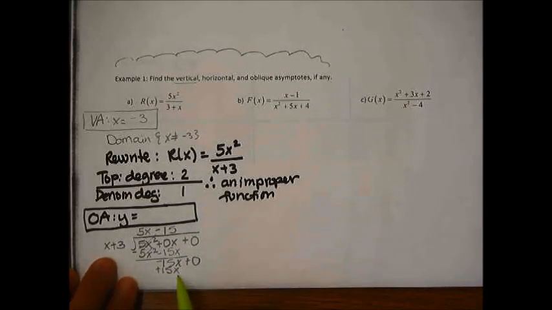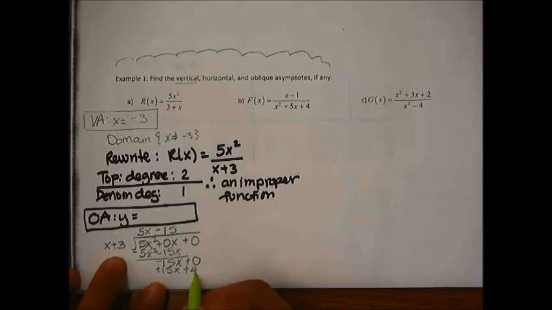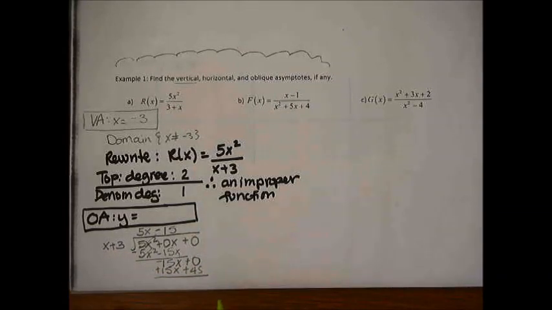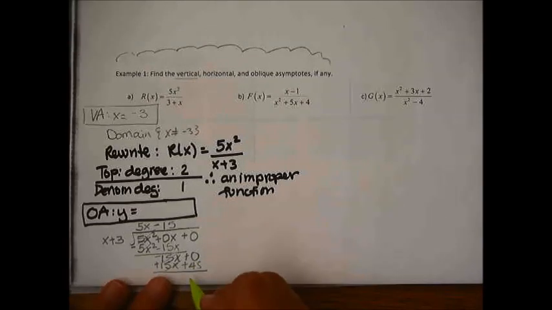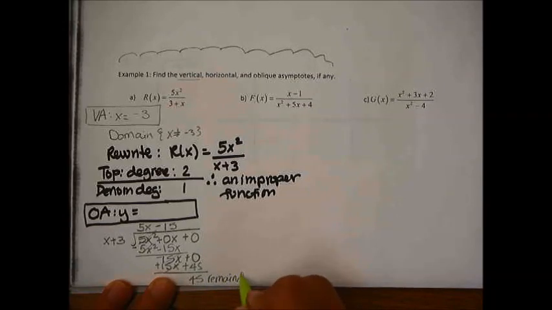And then multiply: negative 15 times 3 is negative 45. Switch the sign to positive 45. So currently I have these two canceling each other out. A 0 plus 45 is a 45. This is your remainder.